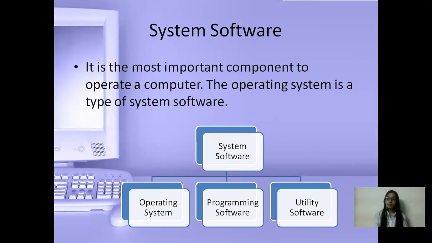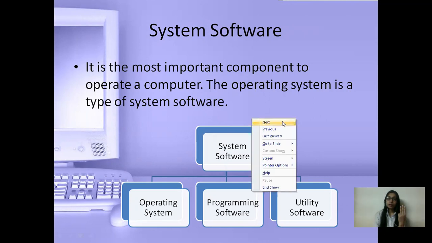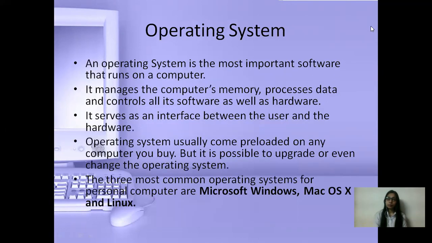System software are of three types. One is operating system, second is programming software, and the third is utility software. These are the three types of system software. Then let's come to the operating system. An operating system is the most important software that runs on a computer. Okay, means the operating system is running on a computer and we are using it. It manages the computer memory. For example, I am storing a picture. It would allocate the space for that picture, where it should be stored, and the minimum space should be taken by that photograph. So this is the work of an operating system.